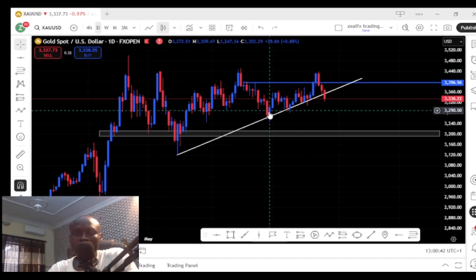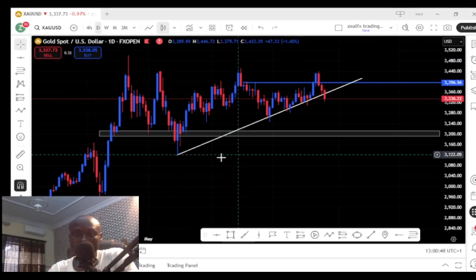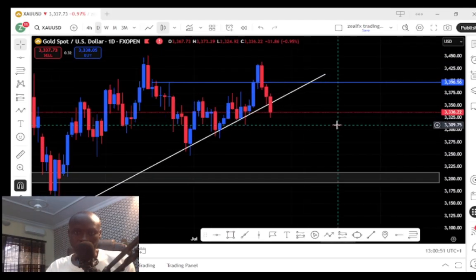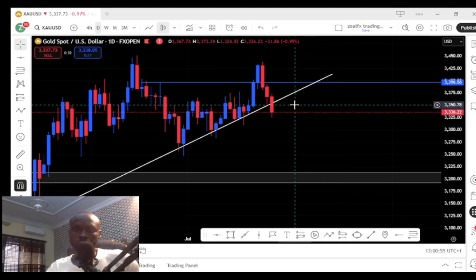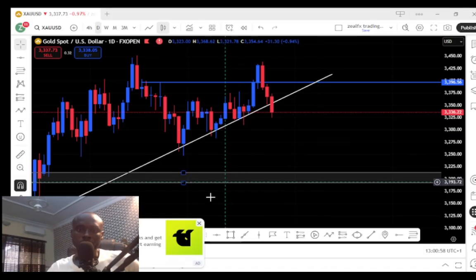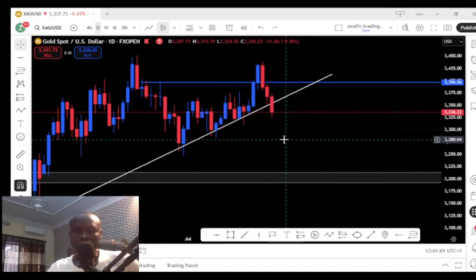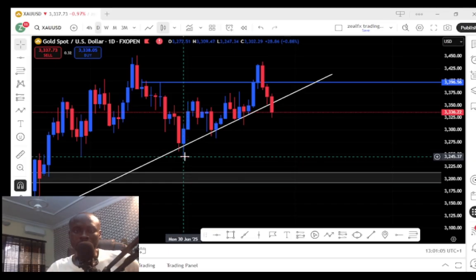You can see that we have a series of higher lows. We have a series of sideways trends. Now we are currently in the sideways trend. So what we expect this week, we are expecting two scenarios on the gold this week. So we might be expecting price to break out of this trend line.